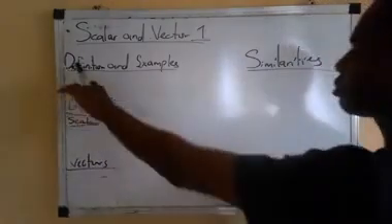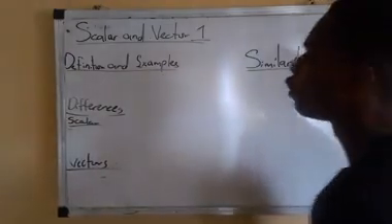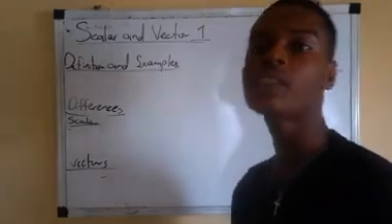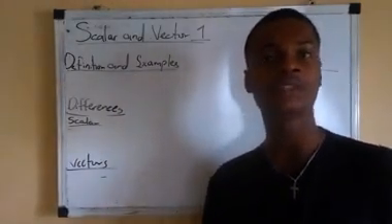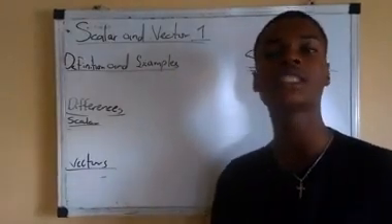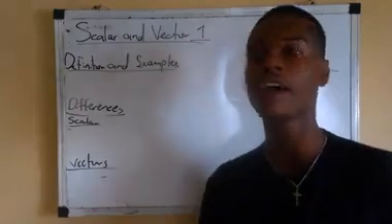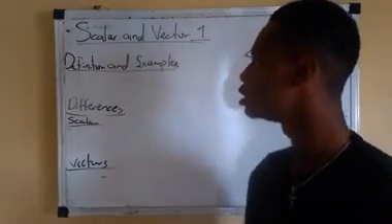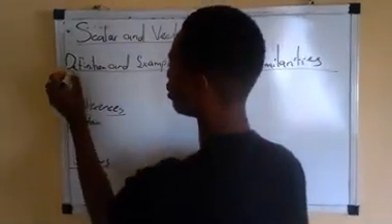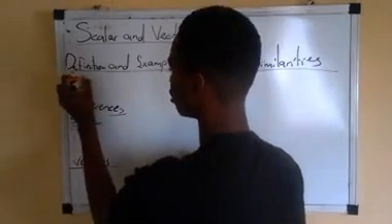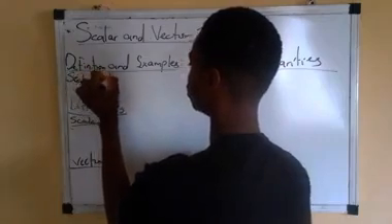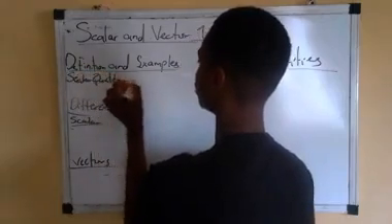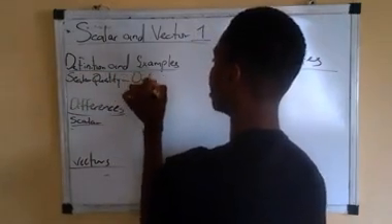Now, definition of scalar quantities. Scalar quantities are quantities that have what? Magnitude and do not have direction. So any quantity that has magnitude but doesn't have direction is a scalar quantity. So let's write scalar quantity: only magnitude.